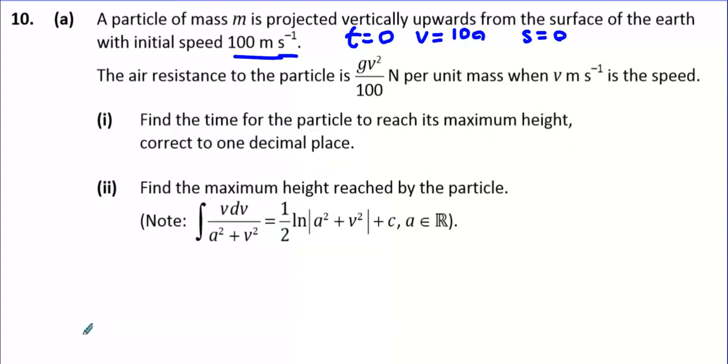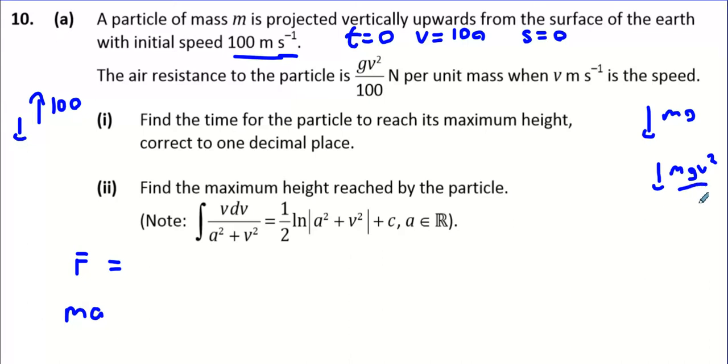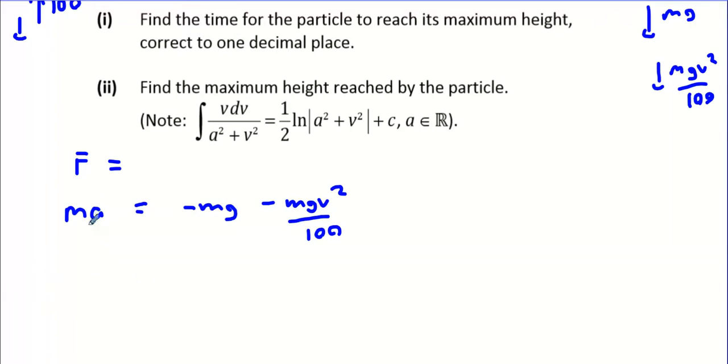Alright, so force equals ma. Force is negative because we're going to take 100 as positive going upwards, so the deceleration is negative. You have gravity acting downwards, which is mg, and you also have your air resistance to the particle, mgv squared over 100. So ma is going to be minus mg minus mgv squared all over 100. Okay, so next thing we're going to do is get the a on its own. So we're going to cancel the m's.